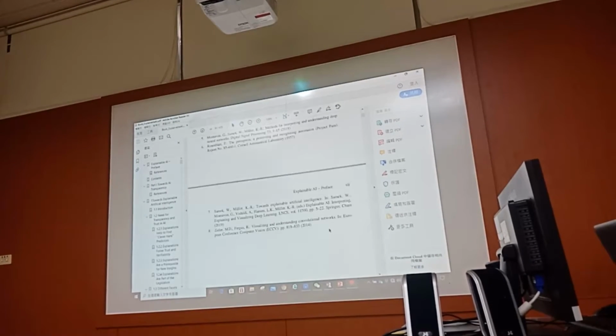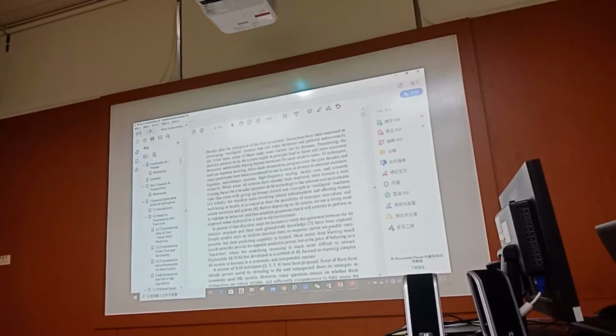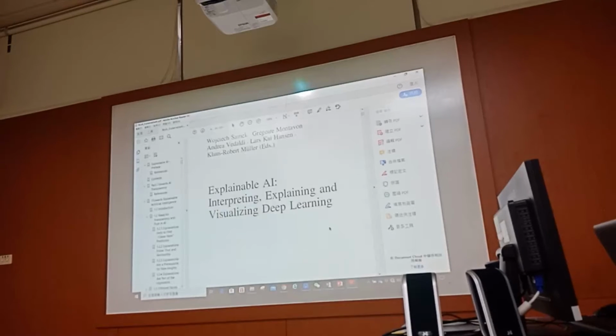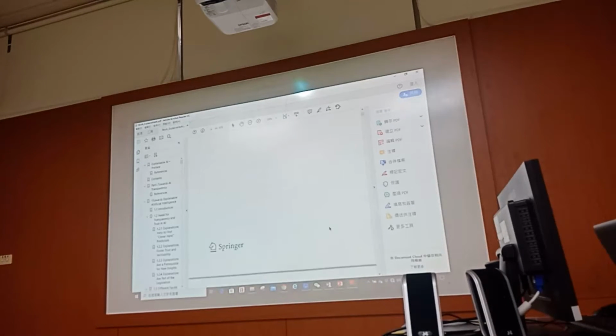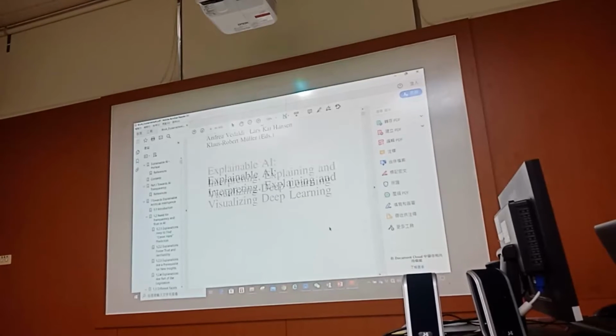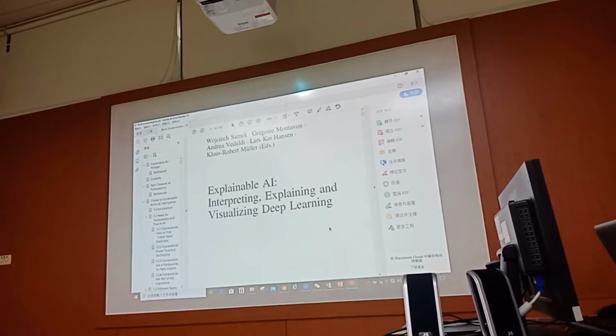So this is the textbook. A textbook from Springer for your final report. It is planned for the AI topic.